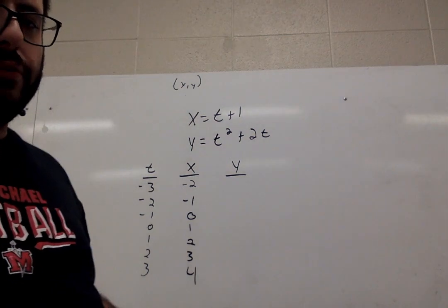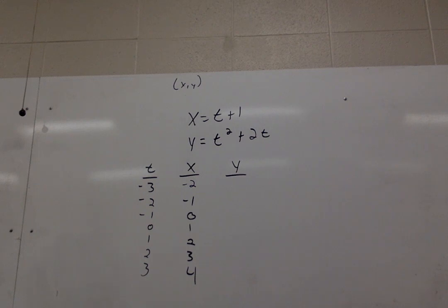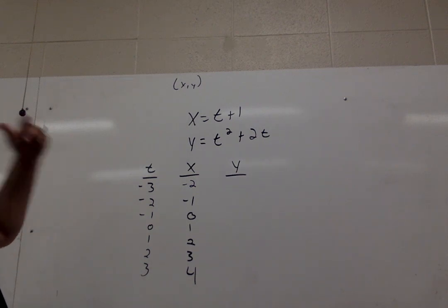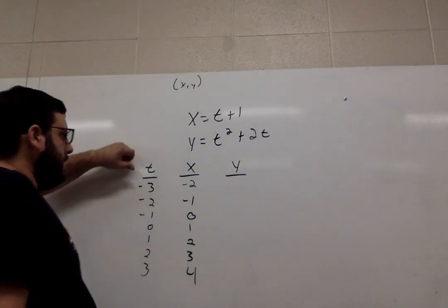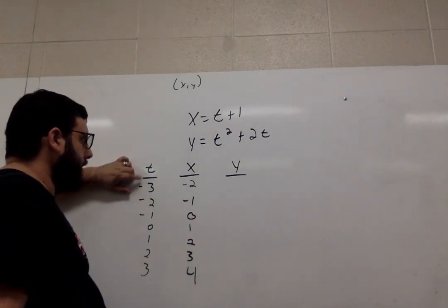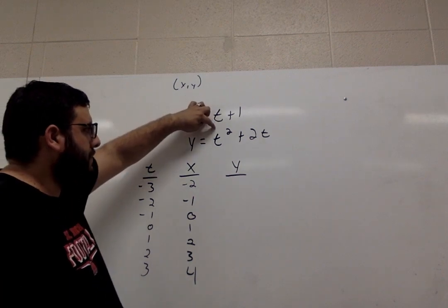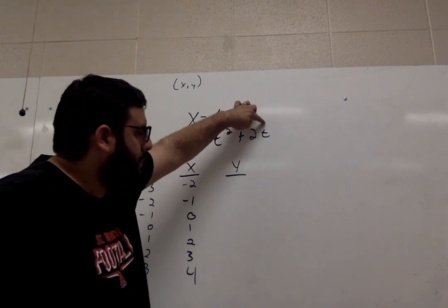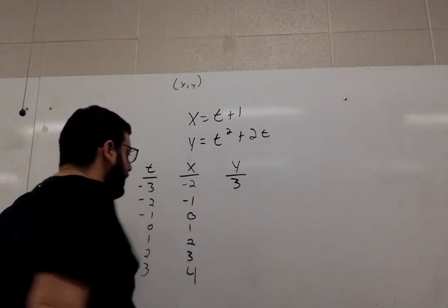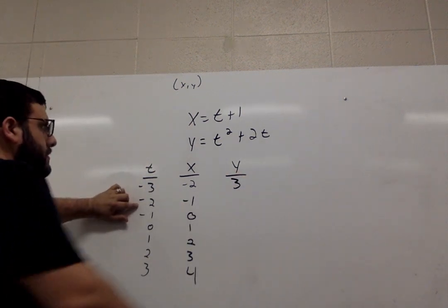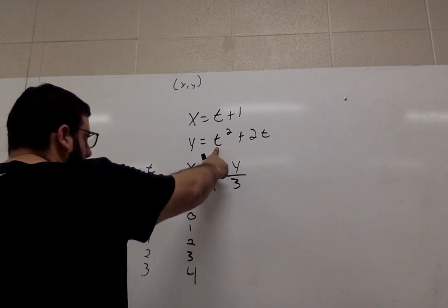Now for the y values, it involves a little bit more algebra because I have t squared plus 2 times t. So we'll start here with -3. -3 squared, that's 9. 2 times -3 is -6. So 9 minus 6 is 3. For -2, squared is 4.